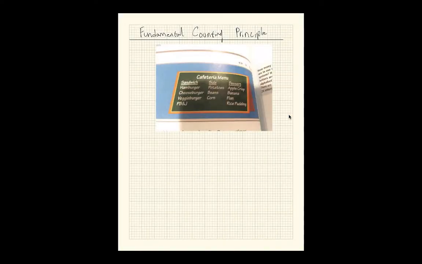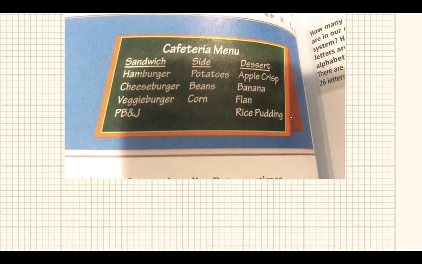The most important thing of probability is this thing called the fundamental counting principle. Here's the idea behind it. Let's say we have a cafeteria menu. You go to a cafeteria, and you're able to pick one of each item for your meal. So you could pick one sandwich, one side, and one dessert, and that is a meal. If you were trying to decide how many different meal combinations there are, here's how you would do that. You can buy a hamburger, cheeseburger, veggie burger, or PB&J.